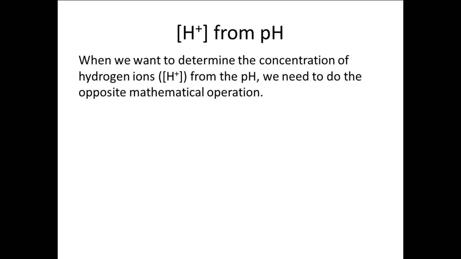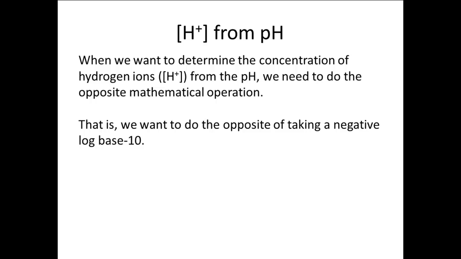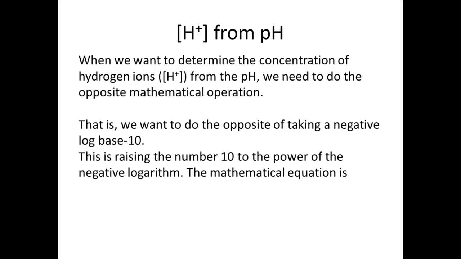When we want to determine the concentration of hydrogen ions from the pH, we need to do the opposite mathematical operation. That is, we want to do the opposite of taking a negative base 10 log. This is raising the number 10 to the power of the negative logarithm. This mathematical operation is concentration of H plus equals 10 to the minus pH.